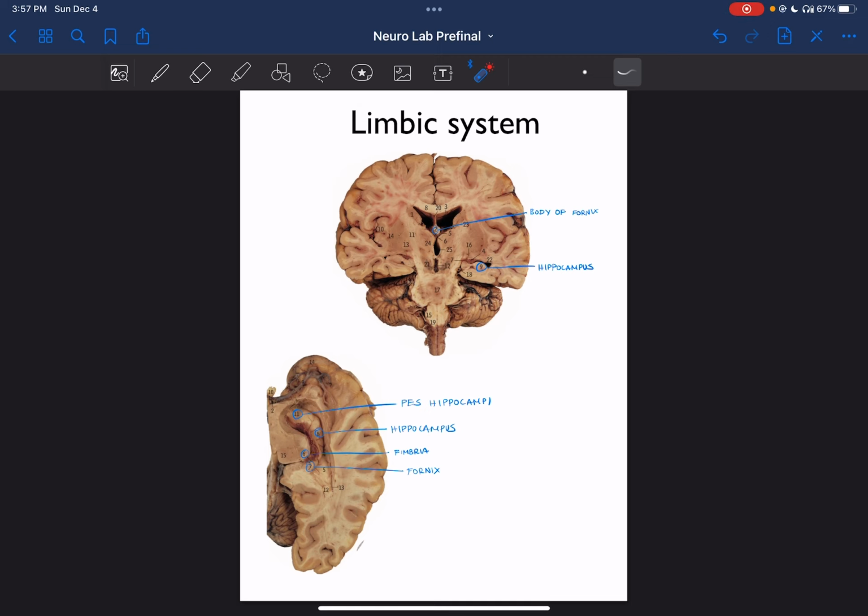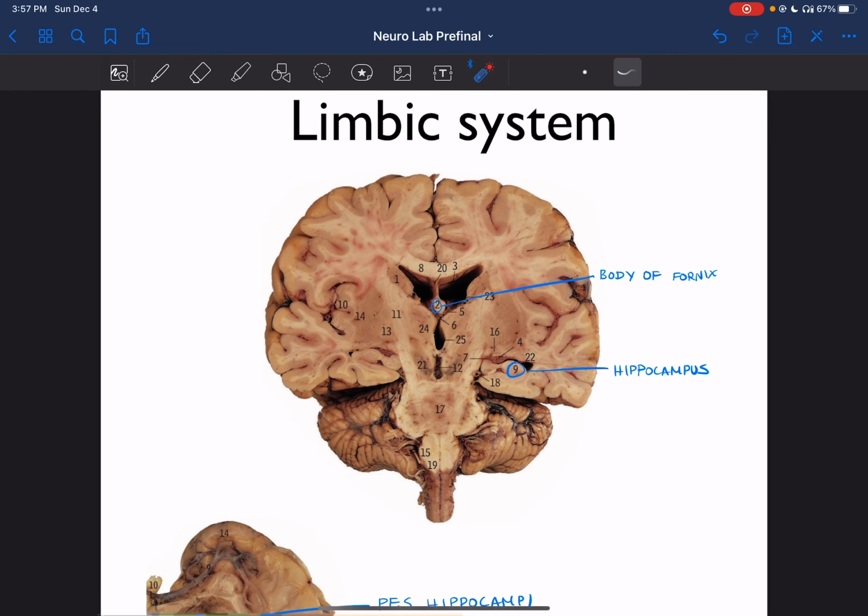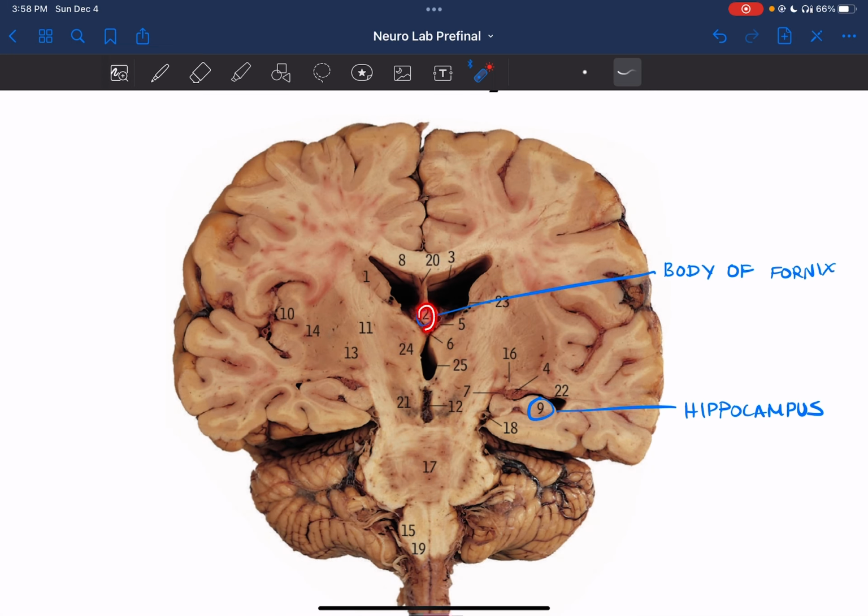Now what about your limbic system? Limbic system is the one that controls emotions, sense, sexual drive, and all those things. So the major parts of limbic system are your fornix, hippocampus, amygdala, and such. So this right here is your lateral ventricles, and this right here is your body of the fornix. Okay, and this is your corpus callosum for reference, and this is your body of fornix. And as I said, remember, just under the tail of caudate nucleus, this right here is the tail of caudate nucleus, you will have the hippocampus.